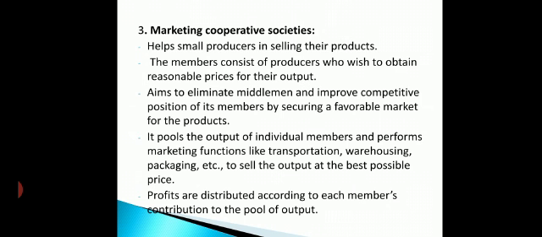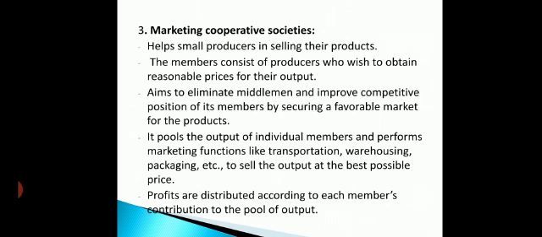Now, once you become a member of marketing cooperative societies, you get different functions performed for you. For example, if you are unable to get good packaging for your product, or if you need to arrange transportation, or need a warehousing facility, at that time this cooperative society arranges these functions not only for one member but for all the members at reasonable prices.